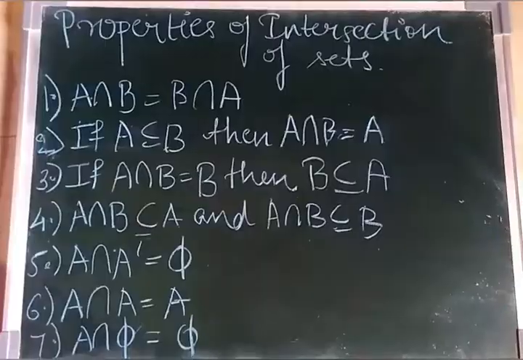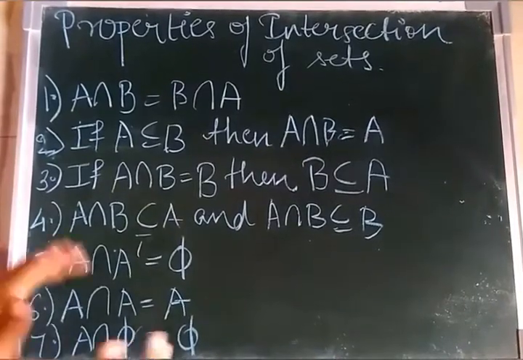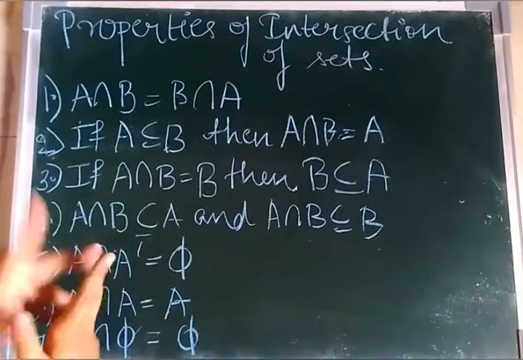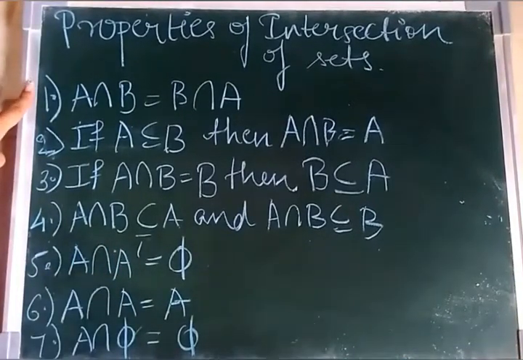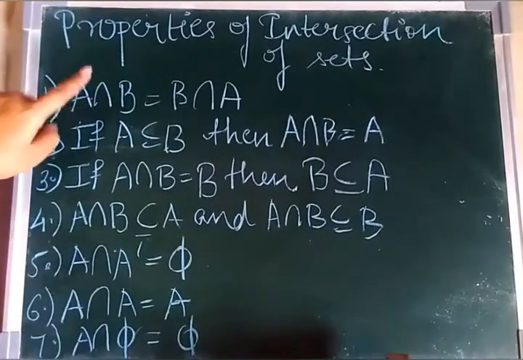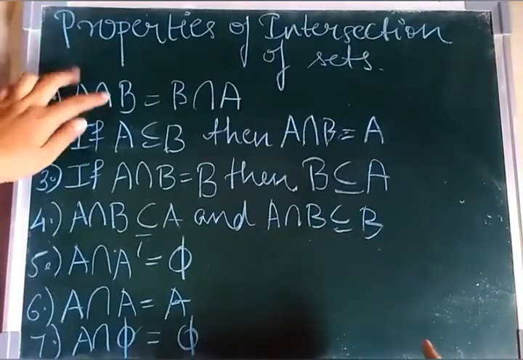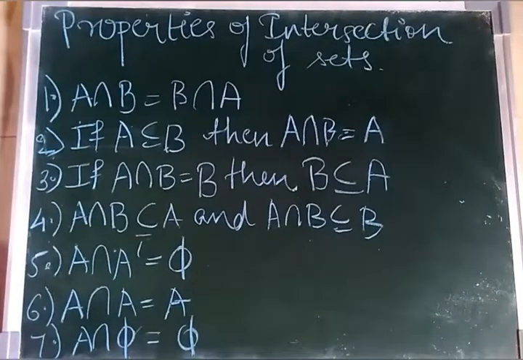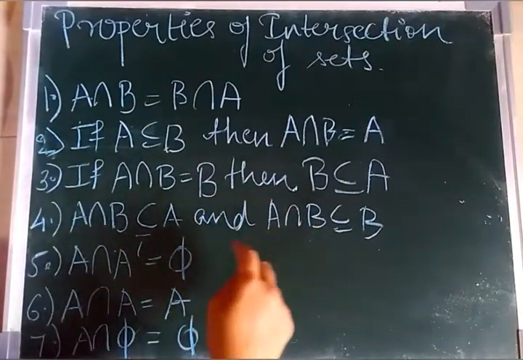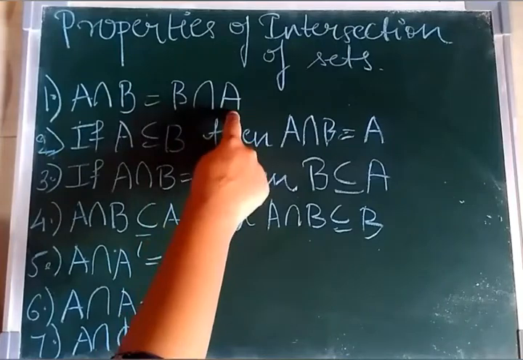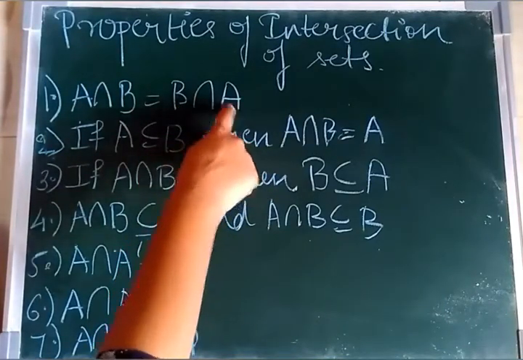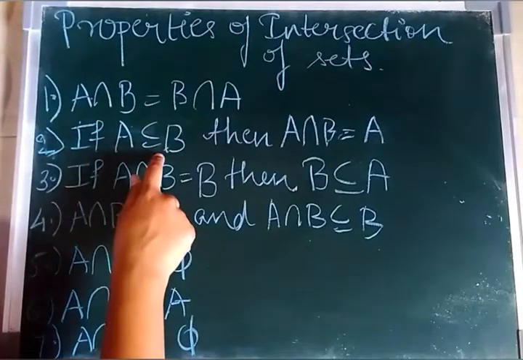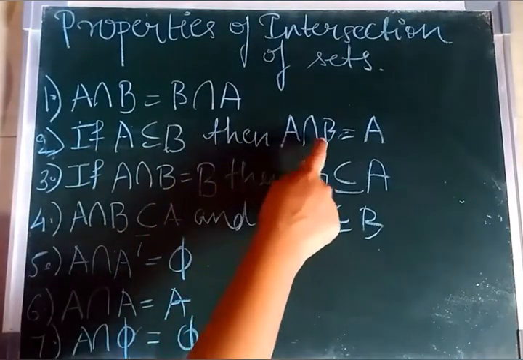Before discussing the next topic, there are a few properties of intersection of sets that we should discuss. The first such property is A intersection B is the same as B intersection A. A intersection B means elements common to A as well as B. So the same is the definition for B intersection A as well, elements common to B and A. So both should match.